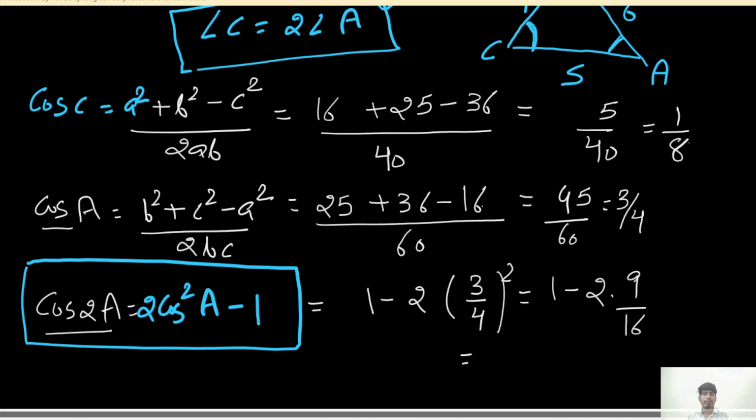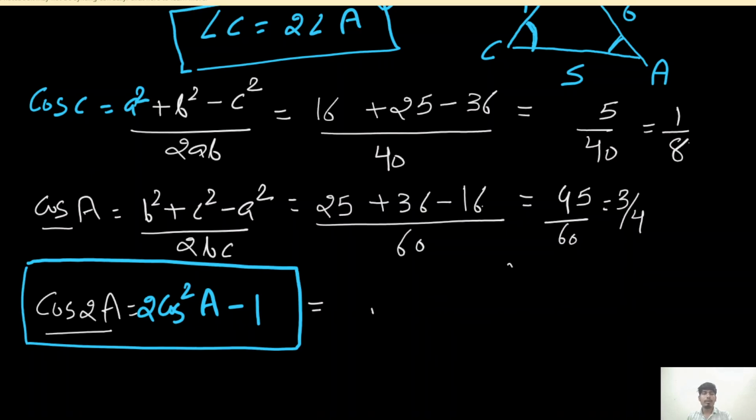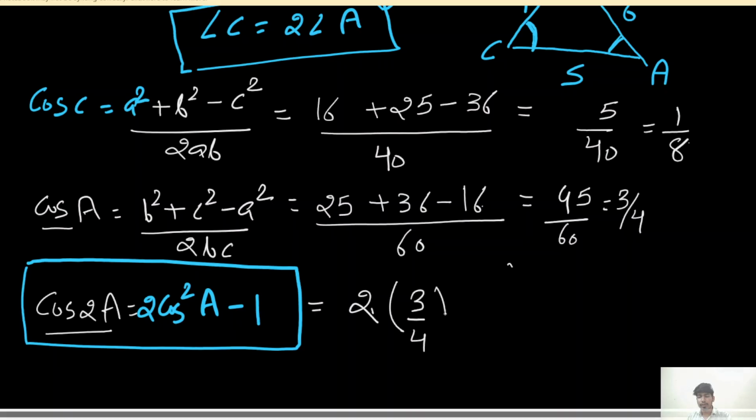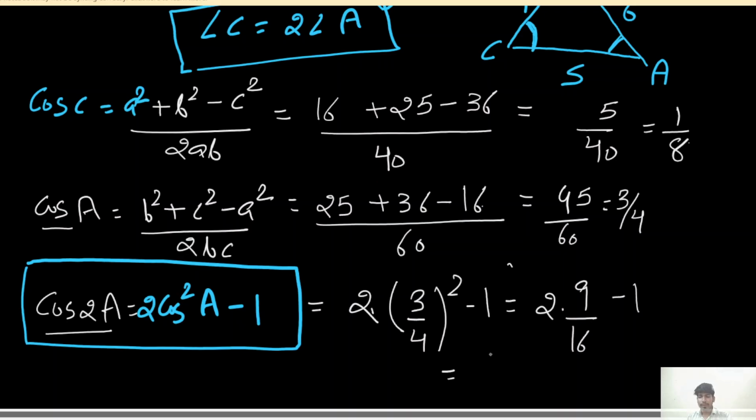Then what is the value of cos A? Cos A given is 3 upon 4. Then 2 into (3 upon 4) square minus 1. Then this becomes 2 into 9 upon 16 minus 1, and this is (18 minus 16) upon 16. This becomes 1 upon 8.